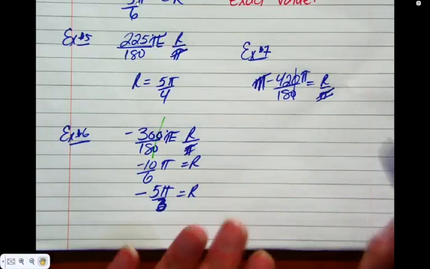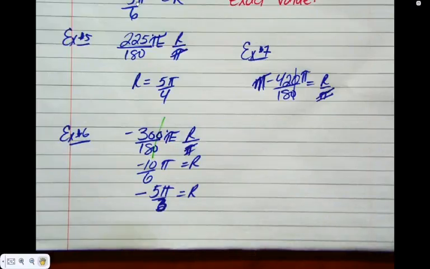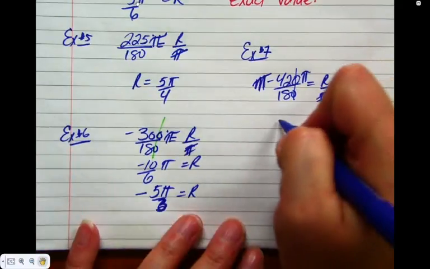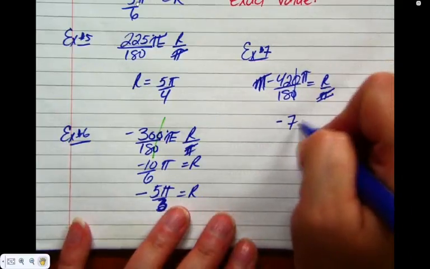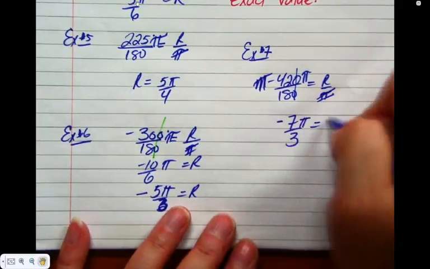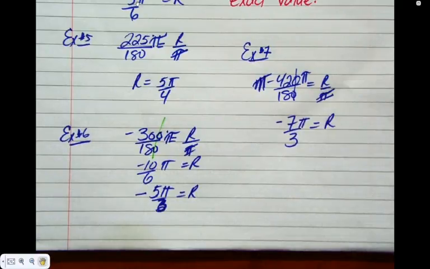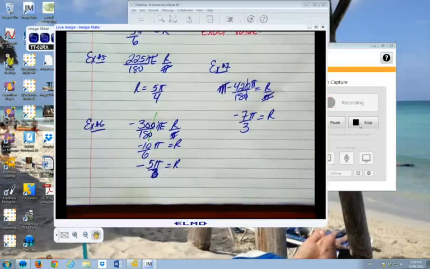Okay. I heard divide by 3, divide by 6. Does it matter which we do? No. If you can do 6 right away, great. If you do 3, you'll eventually get there. So let's do 6. Minus 7 pi divided by 3. Right? Yes. Confirmed. You're correct. High fives. Show me your thumb.